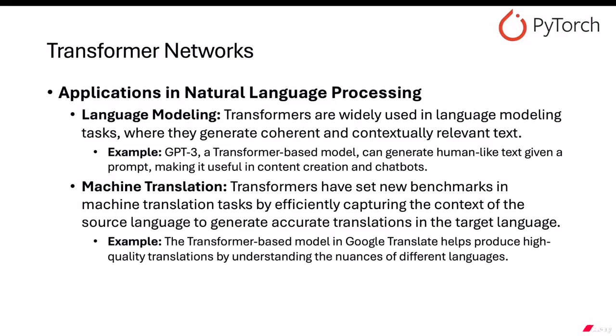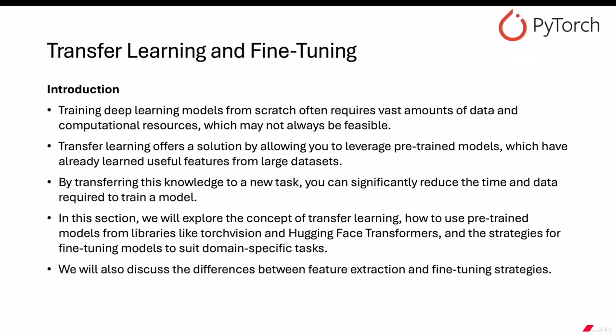Machine translation: transformers have set new benchmarks in machine translation tasks by efficiently capturing the context of the source language to generate accurate translations in the target language. An example is the transformer-based model in Google Translate, which helps produce high-quality translations by understanding the nuances of different languages. Transfer learning and fine-tuning.